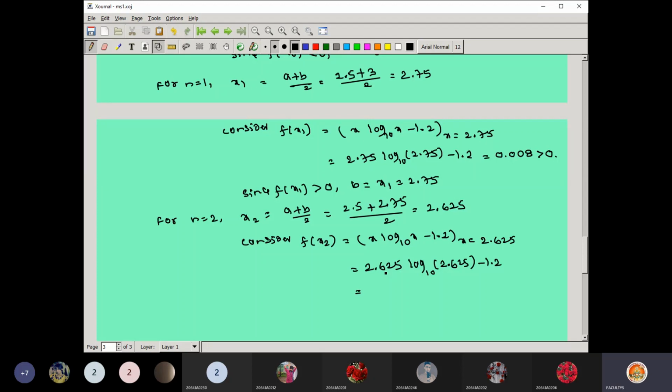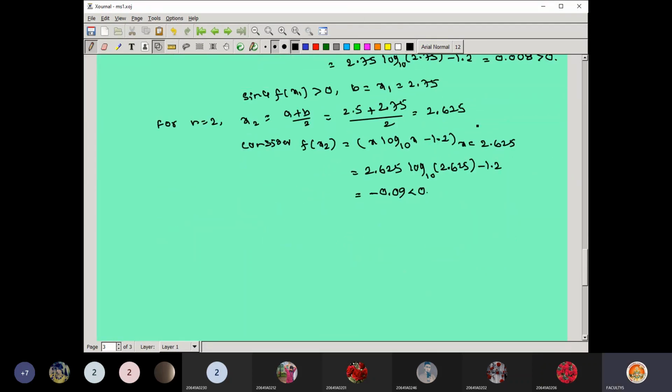What is the answer? 2.625 LOG button 2.625, bracket close, minus 1.2. The answer is minus 0.09. So here you are getting less than 0. Okay, negative has come. Do the calculation again. When negative comes, what changes there? Since f of x2 is less than 0, better you change the a value. That a is nothing but your x2 value, 2.625.